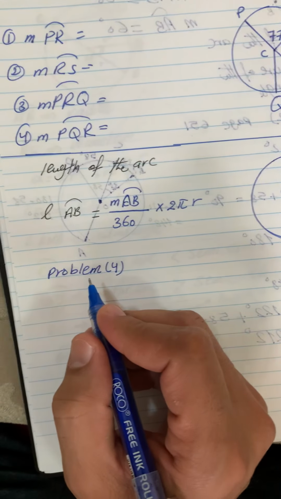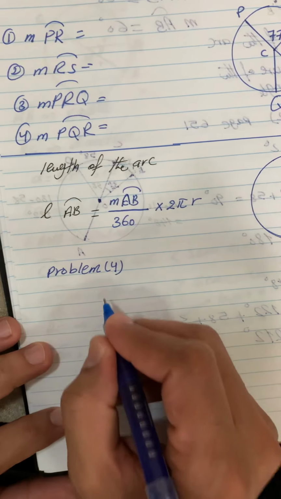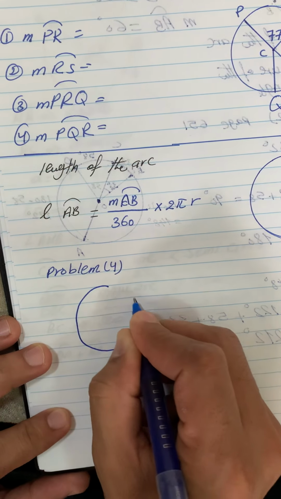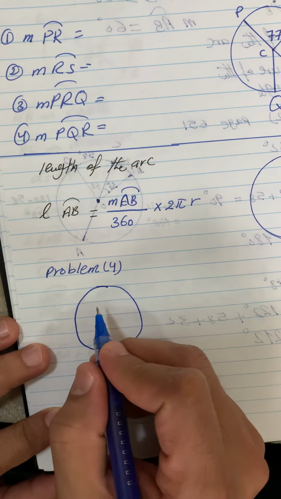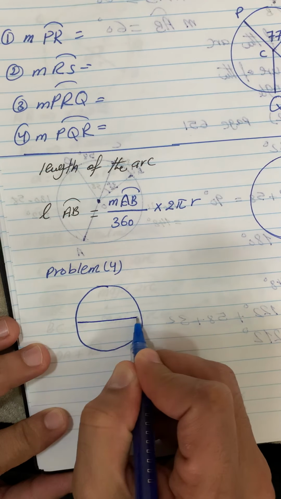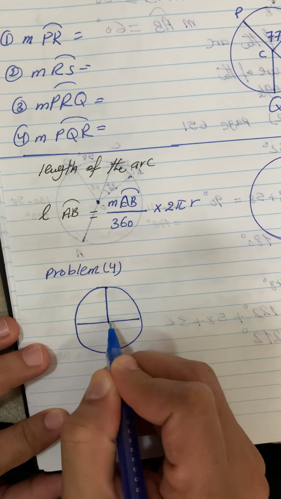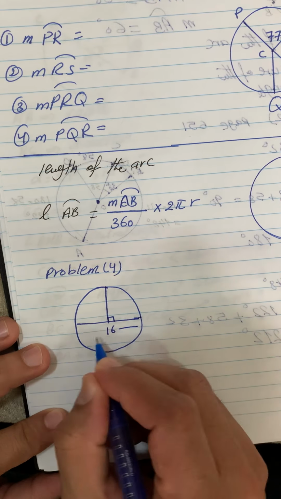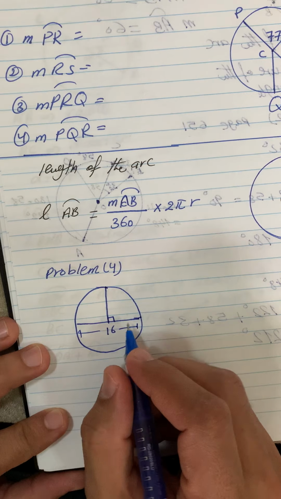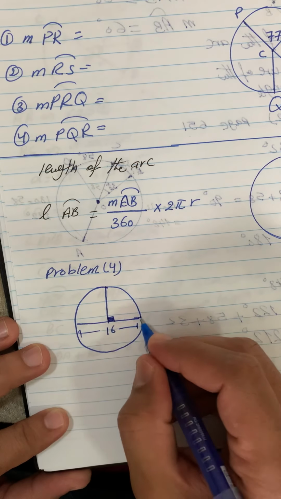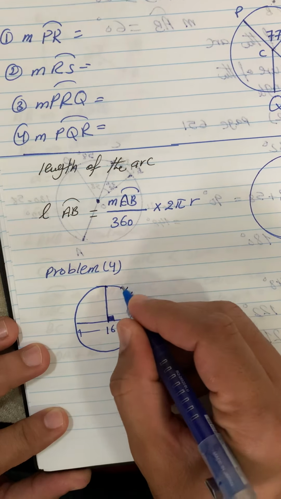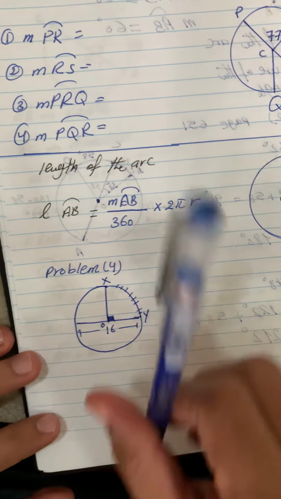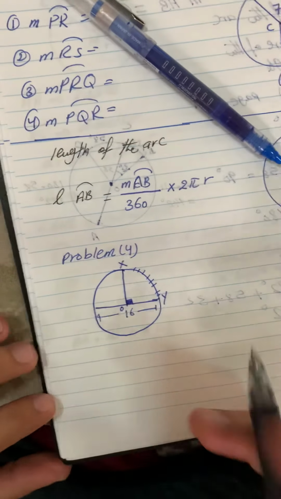Problem number 4, we have here given this circle, and we have here the diameter, we have here this quarter, and this is 16, this is 16, and I want to get the measure of this arc. This is O, this is X, this is Y. I want to get the length of the arc XY.